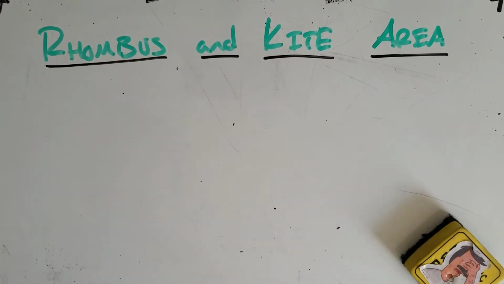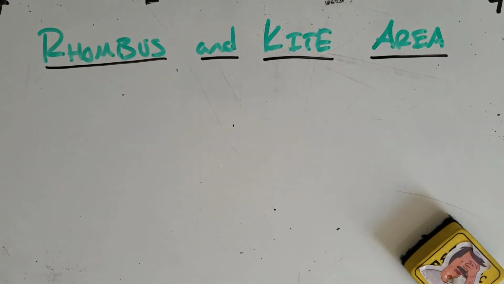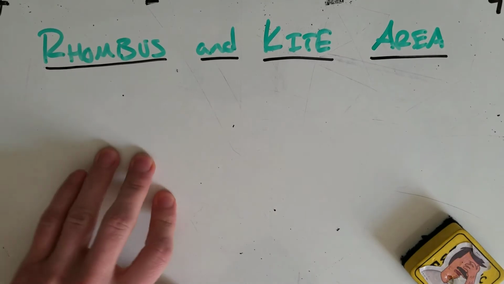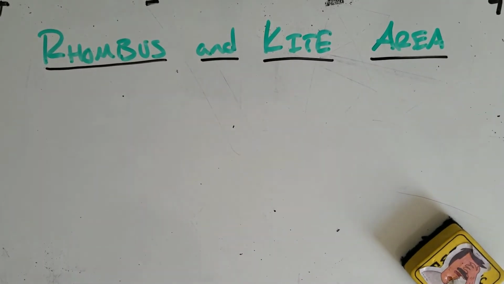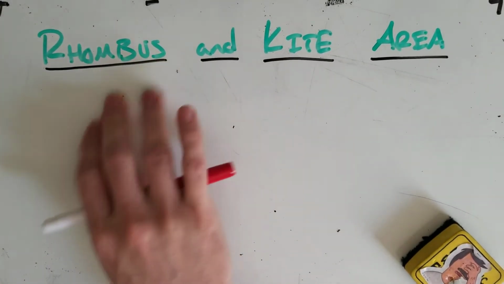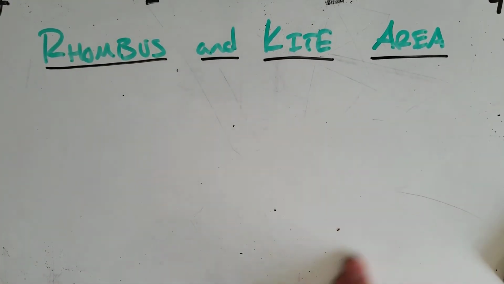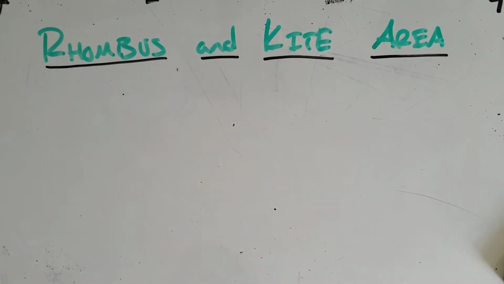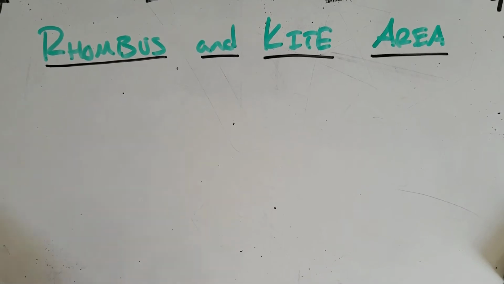Hey guys, today we're going to talk about finding the area of a rhombus and a kite, and we'll learn a new formula that works for both of these two polygons. Now, a rhombus is a parallelogram, so if you had the height and base, you could just use that. That wouldn't necessarily work for a kite though. So let's go ahead and learn a new formula.